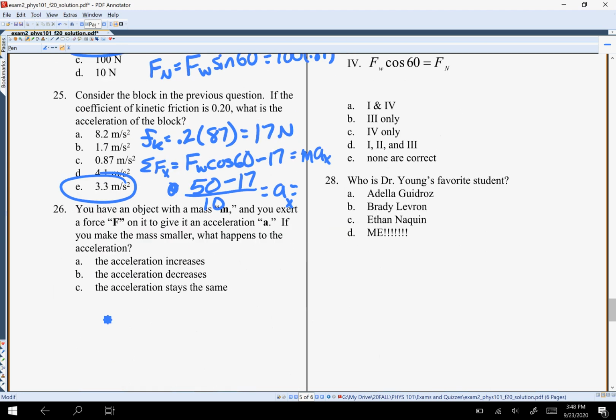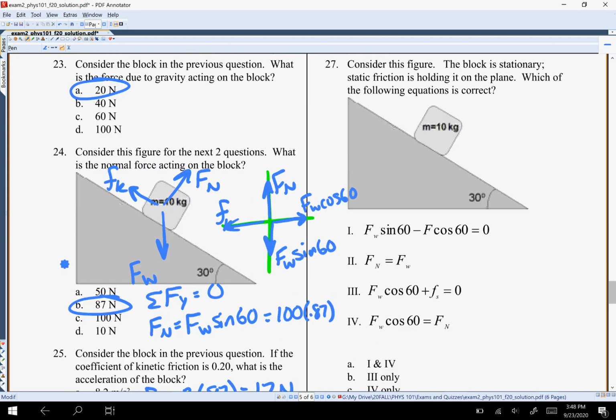You have an object with a mass m, and you exert a force F on it, giving it an acceleration a. If you make the mass smaller, but you keep this force the same, what happens to the acceleration? Well, if this gets smaller, then the acceleration will increase. So in this figure, the block is stationary. Which of the following equations is correct?